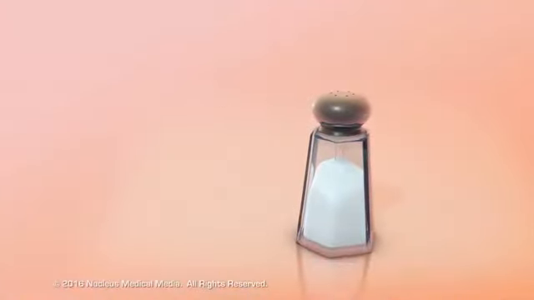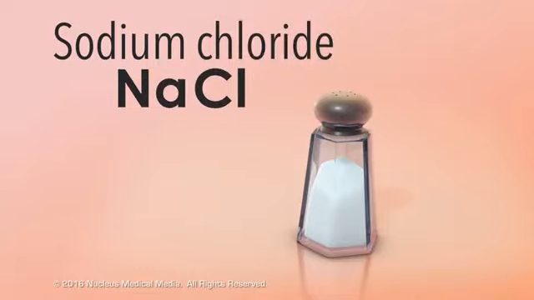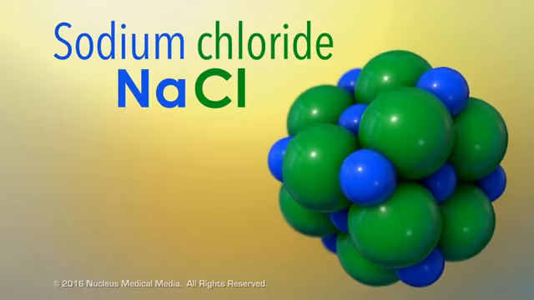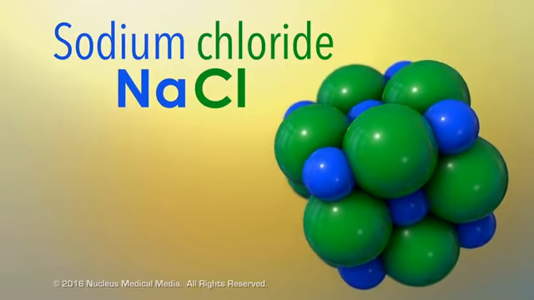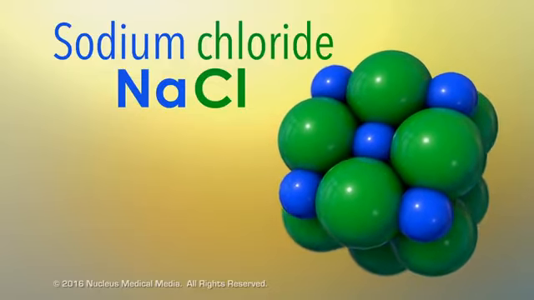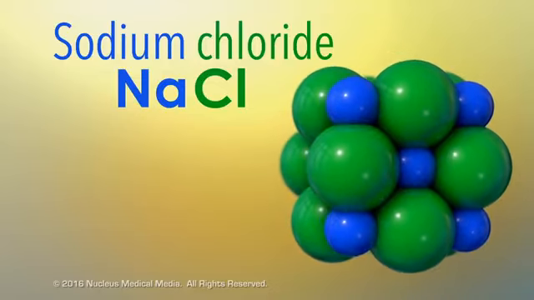The next compound we'll look at is sodium chloride, commonly known as table salt. Sodium chloride consists of sodium and chloride ions. Ions are charged particles because they have gained or lost electrons.